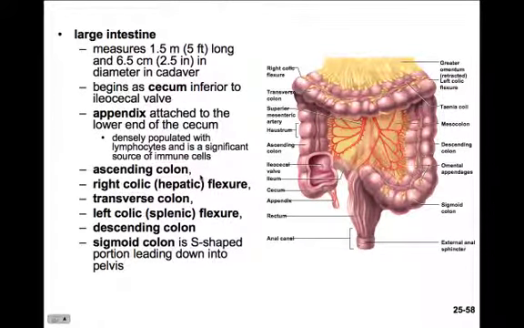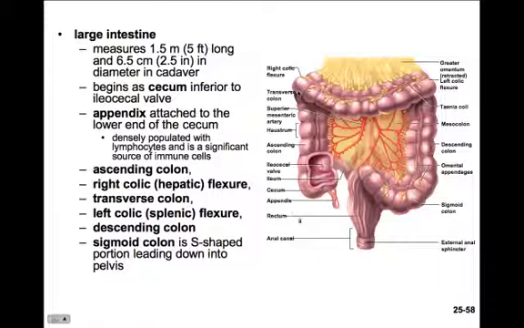The large intestine is about 5 feet long, about 2 inches in diameter in a cadaver where it's not distended as much. It begins at the cecum, where the ileocecal valve joins, and continues around the abdominal cavity until it ends at the rectum. The appendix is attached to the cecum, and it's densely populated with lymphocytes, so it acts as a significant source of immune cells.